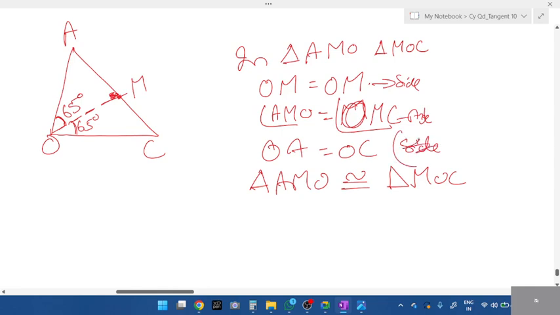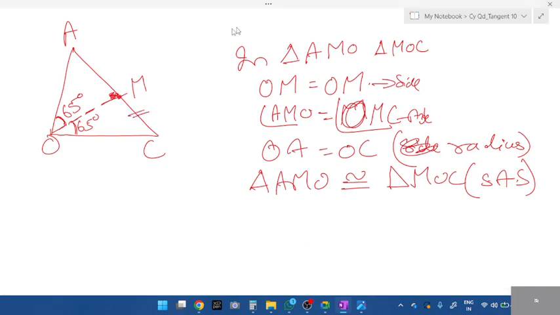You can mention radius. Radius is equal. Both are congruent. Side angle side concept, SAS. Next, if they are common, what is the angle opposite to MC? What is the angle opposite to MC? 65. So that will be equal to the angle opposite to AM. What's the angle? 65. Both are 65 and 65.